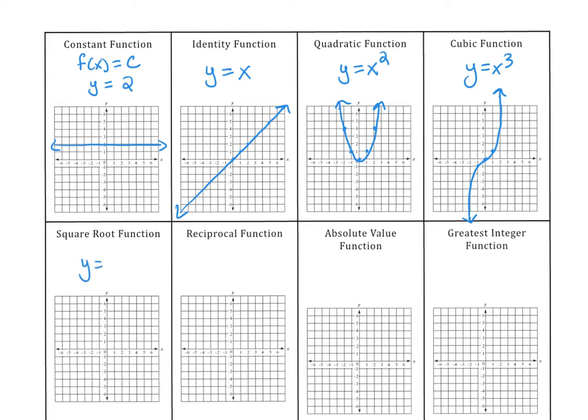Square root function. So that's 0, 0. I can't plug in any negatives. Square root of 1 is 1. Square root of 4 is 2. And that's only going in one direction.